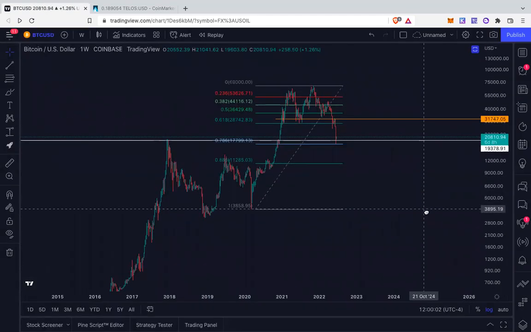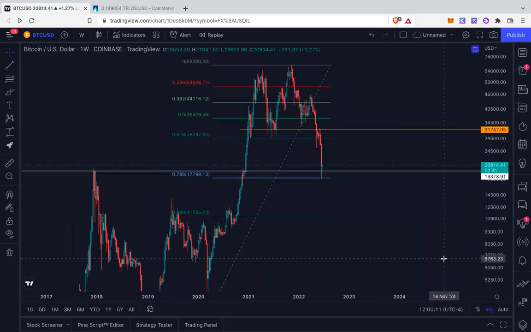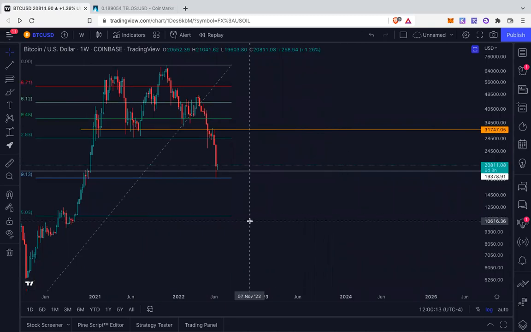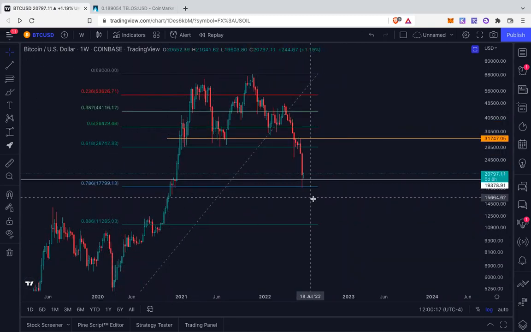Believe it or not, I have fibs already planted from the COVID low to the November high. I was pointing this out on Twitter that we hit the 76 fib, and I was asking the question, will it hold? And right now it is holding.